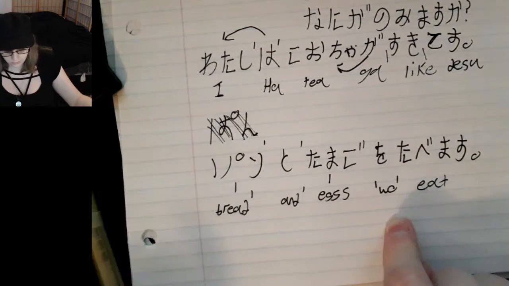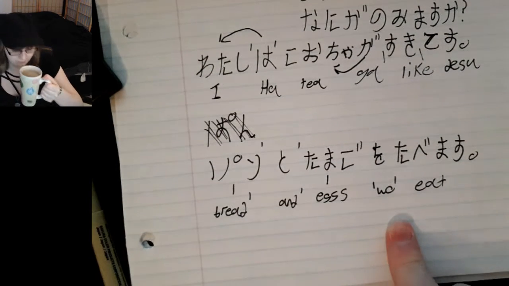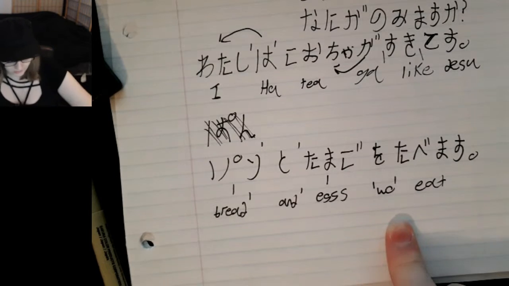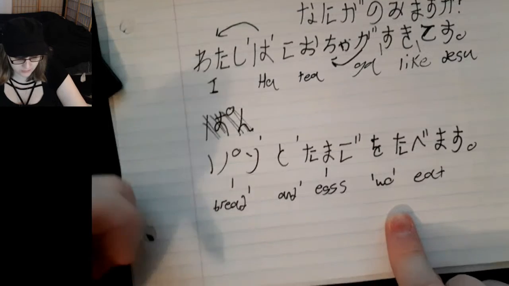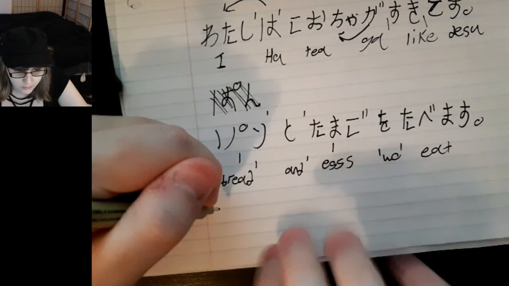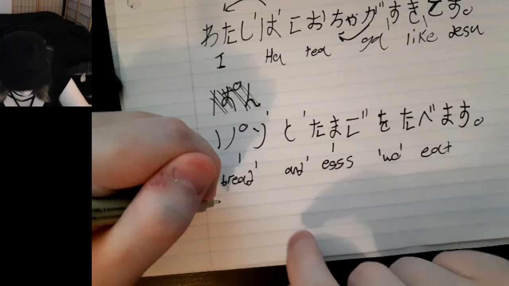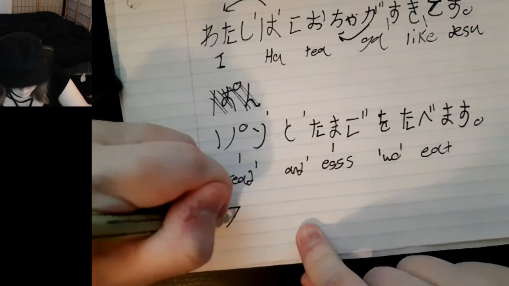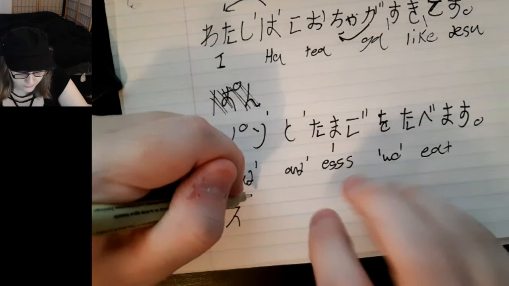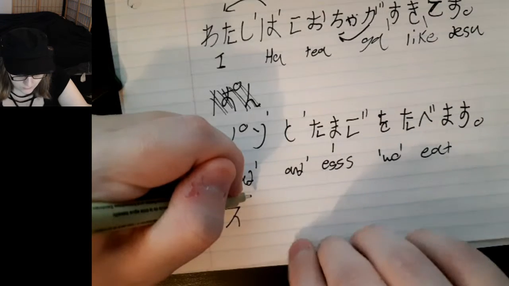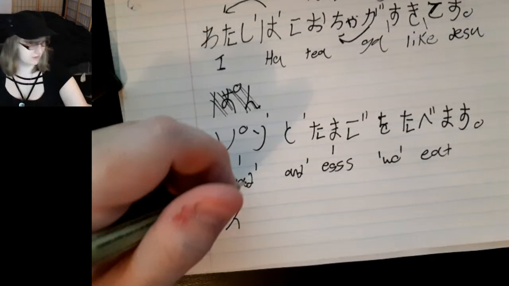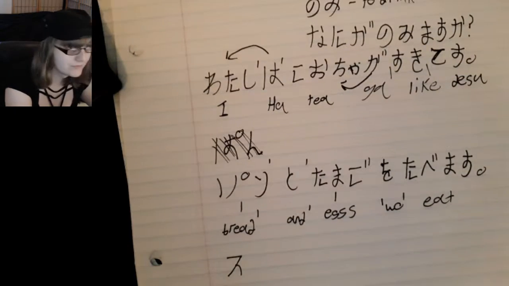So ocha o nomimasu. I drink tea. And if I was to say that in perfect context, I would say su. Katakana. So su. To. One sec. What am I thinking of? Stream? Sorry, I'm not sure how to say stream in Japanese. Let's look that up real fast.